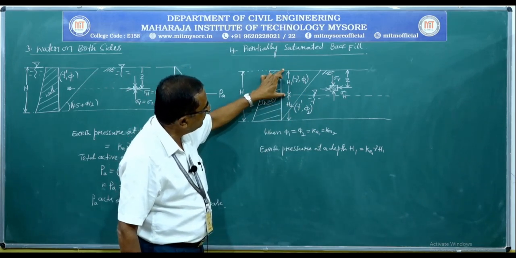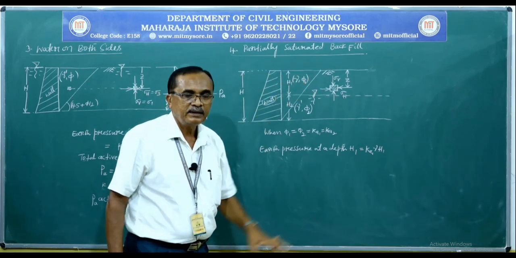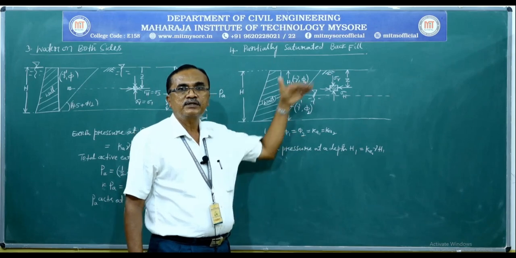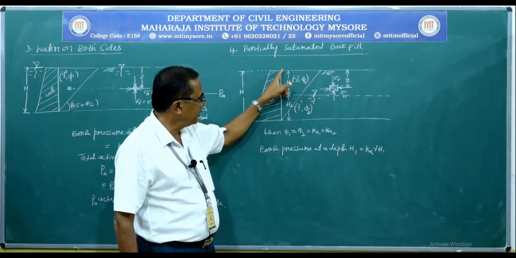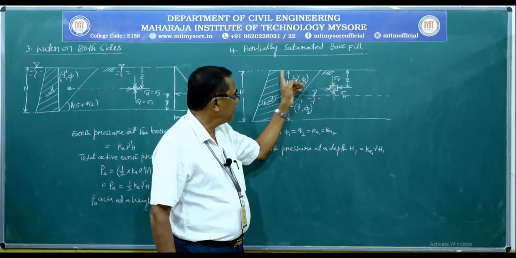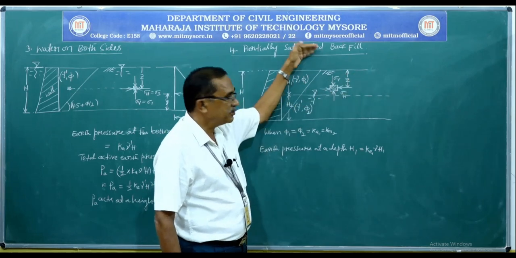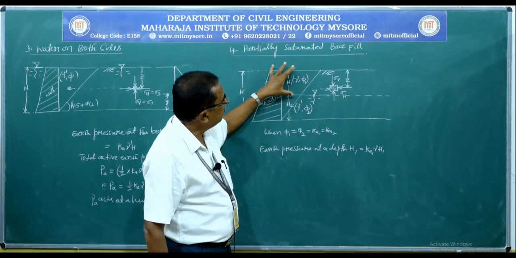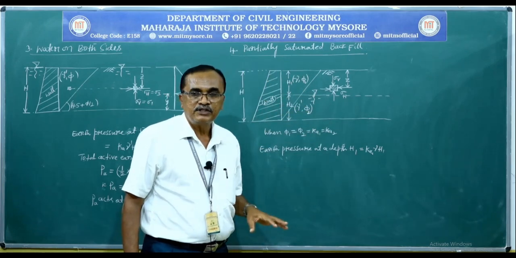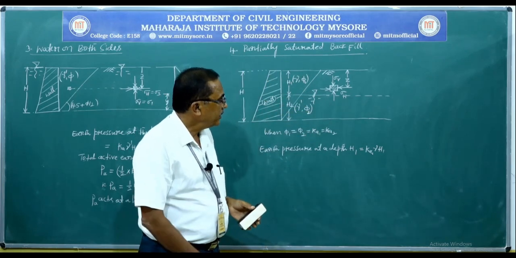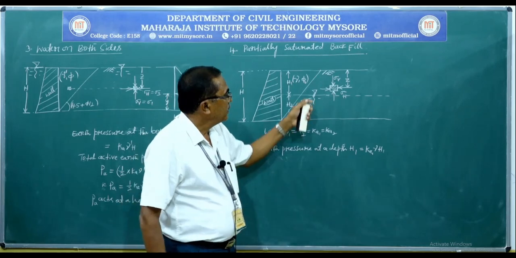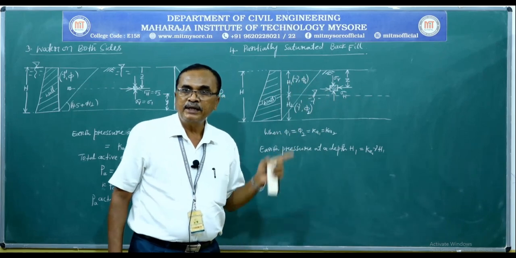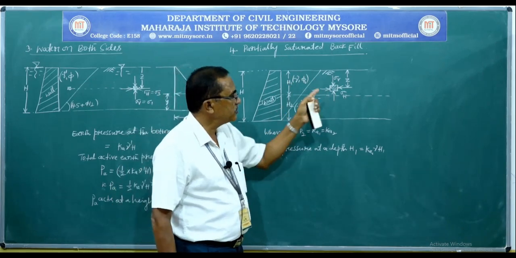for the second layer, the top layer, the thickness of the soil, the depth of the soil H1, will act as a surcharge. Surcharge means it is extra soil, extra load. Say for example, if you apply load above the surface, it becomes surcharge. Similarly, for the second layer, the first layer thickness will be the surcharge. So first we have to calculate the pressure due to surcharge, then we have to consider pressure due to submerged weight of soil.